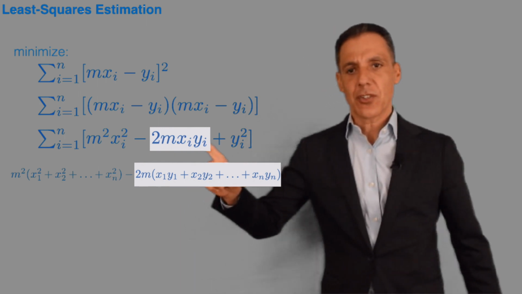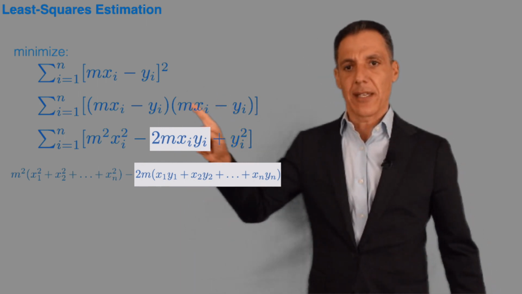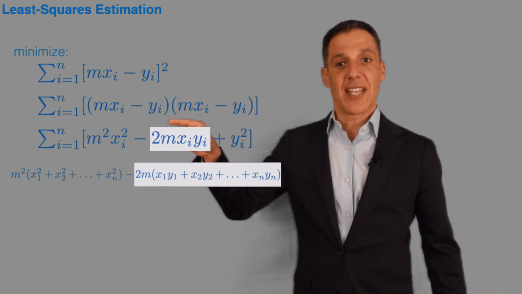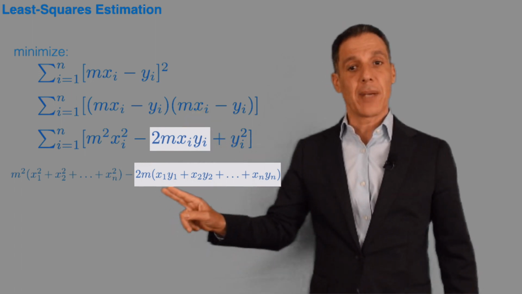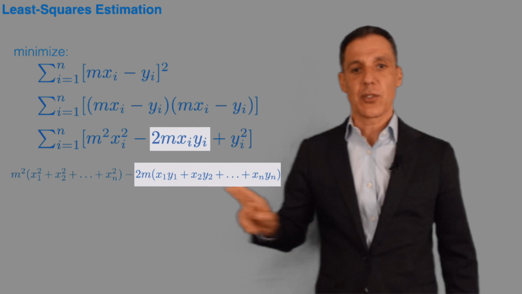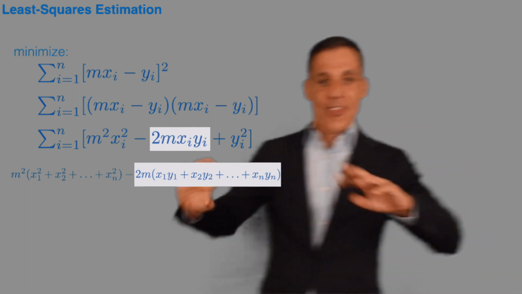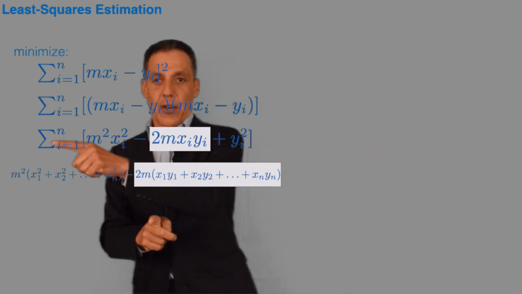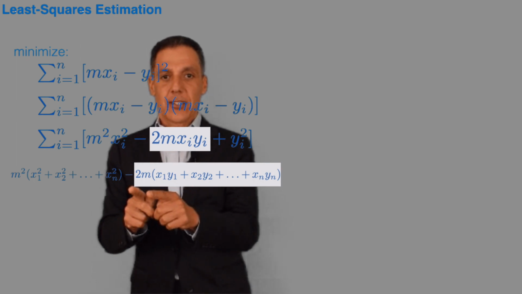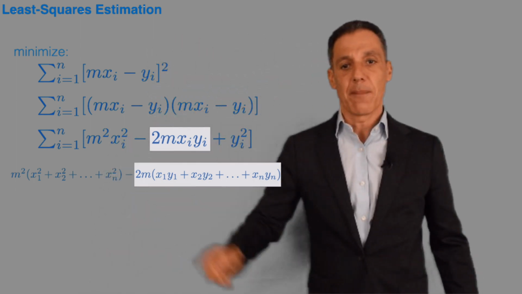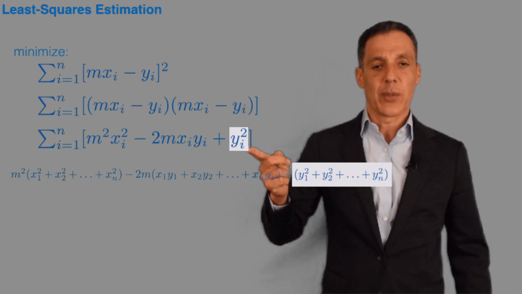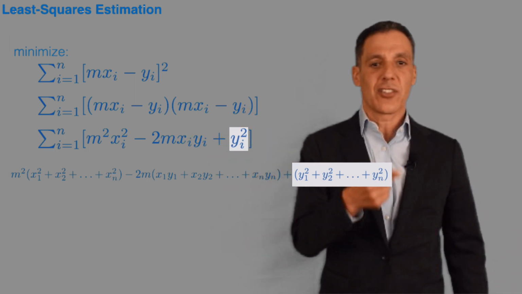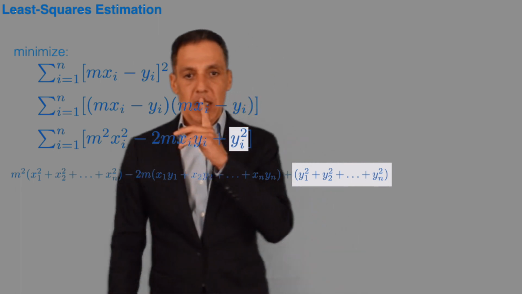Now I can deal with this component. Same thing: the 2m is not indexed on i. So all I'm going to do is sum up all the xy pairs: x1 y1, x2 y2, up to xn yn. And that whole quantity, which is just unraveling the summation, is going to be multiplied by 2m. And then lastly, I just have a sum of the y_i squared terms, and there's no m in there, so that's just the sum of all the y_i squared terms.